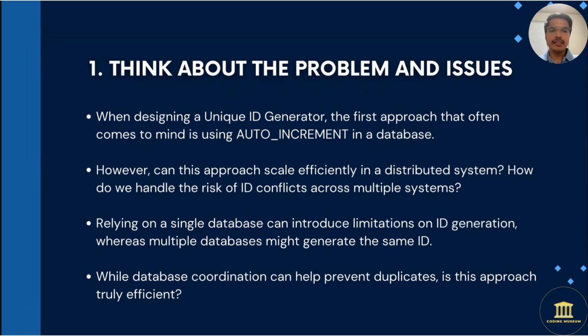If we rely on a single database, it can become a bottleneck, limiting scalability. On the other hand, using multiple databases raises the risk of generating duplicate IDs unless we implement strict coordination. While database coordination techniques like global counters or distributed locks can help prevent conflicts, they come with trade offs in terms of latency and performance. So, the key question is: is the approach truly efficient for a large scale system? Understanding these challenges is crucial before choosing the right ID generation strategy.